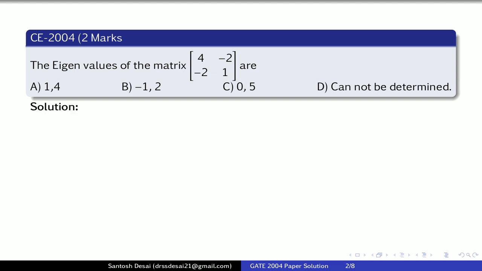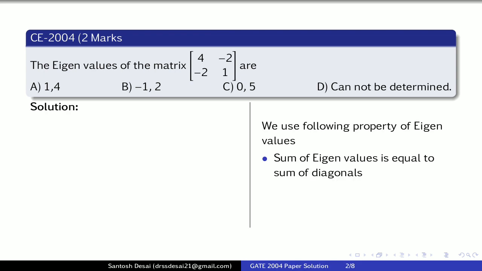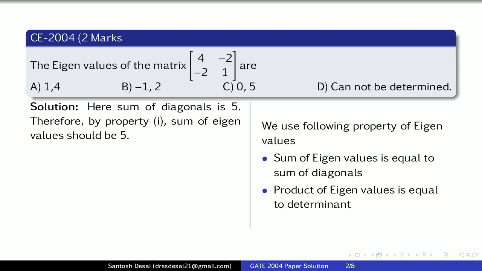So let us consider the first two properties. The sum of eigenvalues is equal to the sum of diagonals, and the second property is the product of eigenvalues is equal to the determinant. So let us apply these two properties and find out the answer. By using the first property, the sum of diagonals is 5 and therefore the sum of eigenvalues should be 5. Now there are two options, A and C, whose sum is 5.